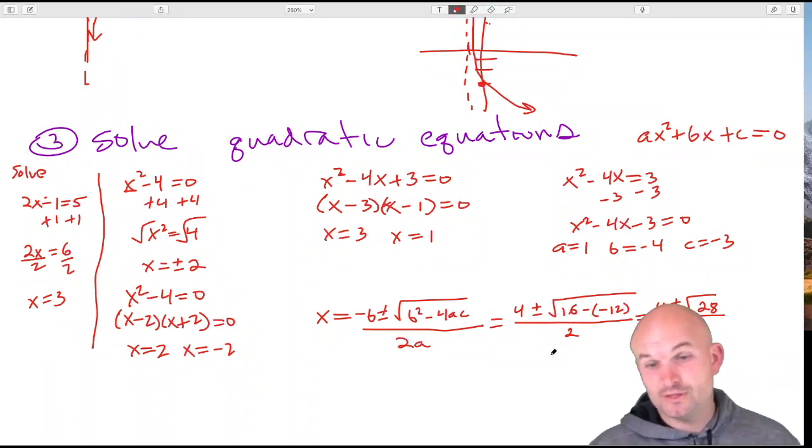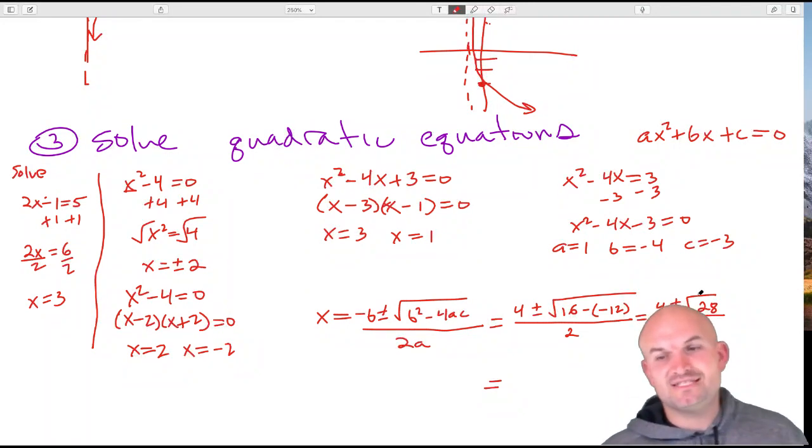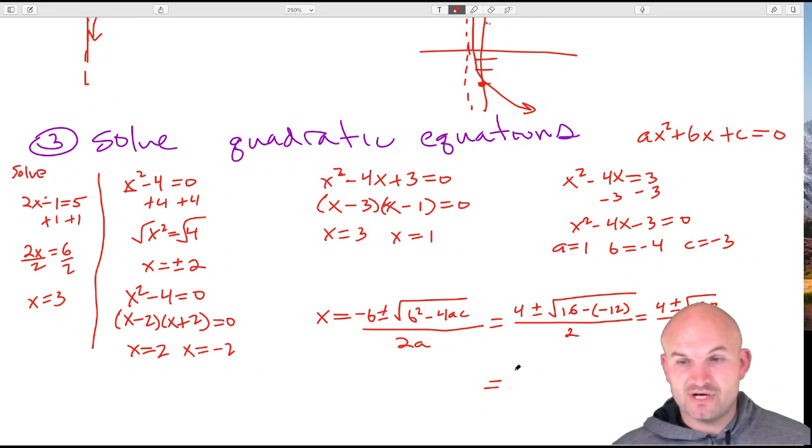Then, using what we learned in previous lessons, we can see what square number divides into 28. Well, I know 4 does. 4 goes in there 7 times, right? So I can take the square root of 4, which would be 2. So this would be 4 plus or minus 2 radical 7.